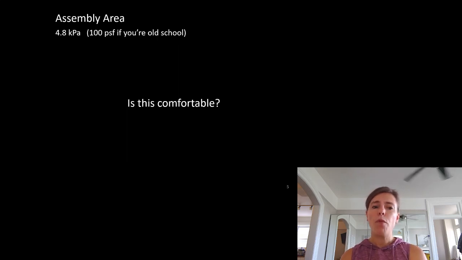So 4.8 kPa, if you deal in imperial, you'd often refer to that as 100 pounds per square foot, or PSF. When my husband and I talk about loading, we'll bounce ideas off of each other, and he'll be like, oh, it's about 40 PSF.